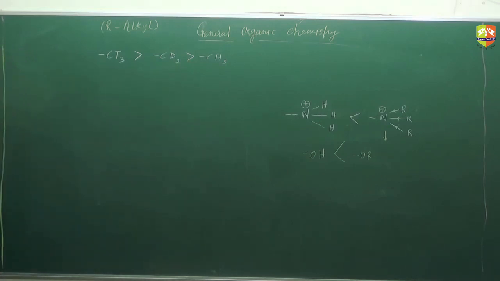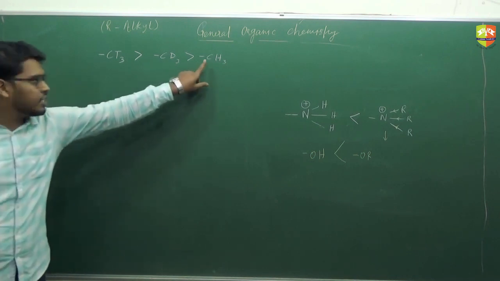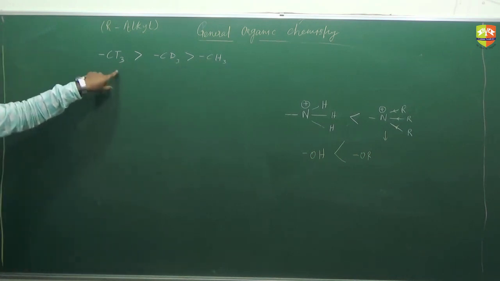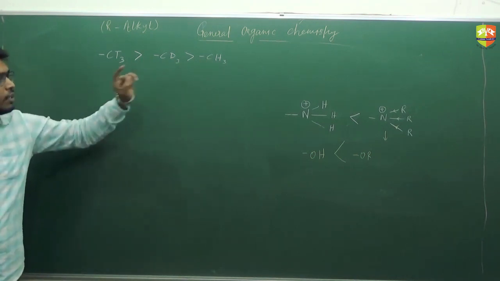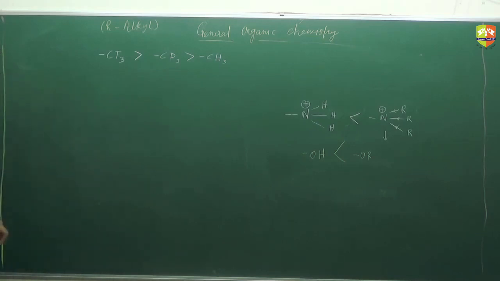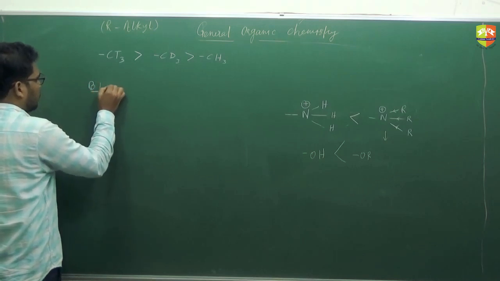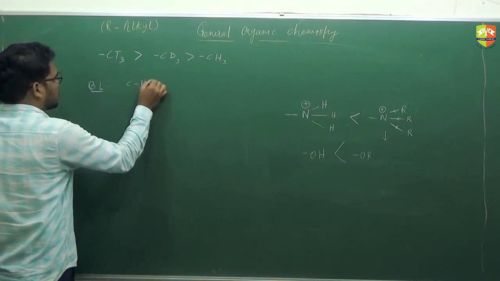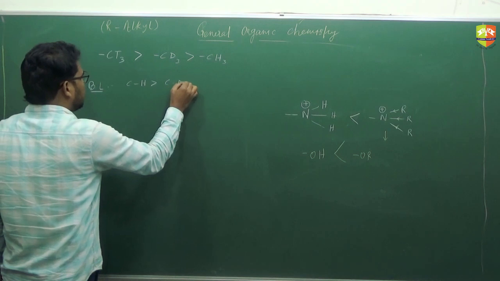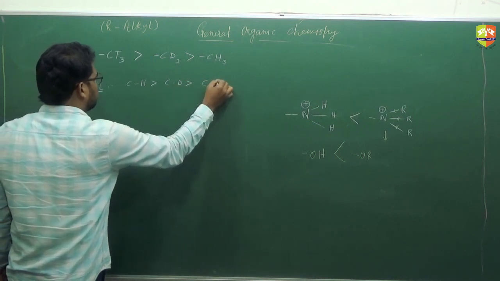उसका भी लॉजिक है, but again I'll suggest you to memorize this. Okay, तो मैं बताता हूँ क्या लिखा था. Okay, one more point in this you write down. The bond length of CH is maximum and CT is minimum. We'll use this bond length thing in hyperconjugation. Okay, just you write down this order. Bond length of CH is maximum and CT is minimum.